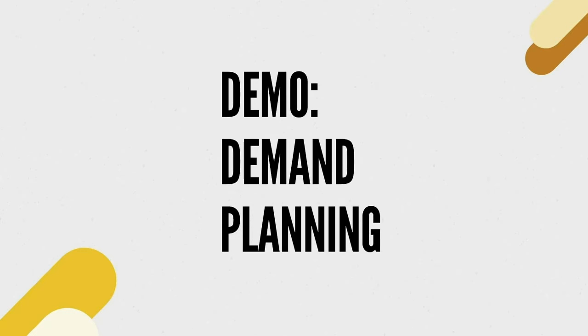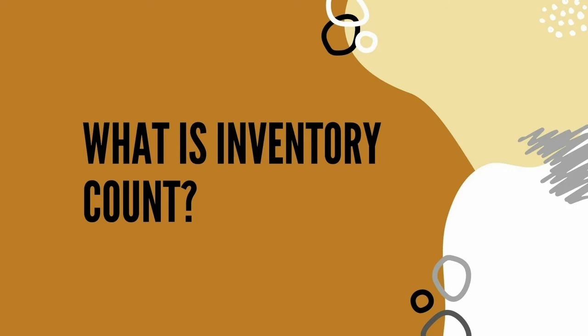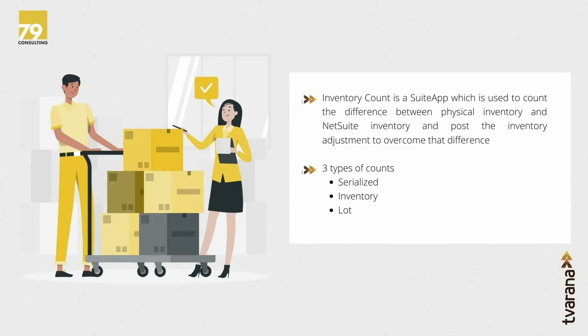Awesome. Thanks, Sindhura. That was a lot of information in that demo. Now let's take a moment to go over inventory count. What is inventory count? Inventory count is our suite app that helps users sync the physical warehouse to inventory on NetSuite, and it utilizes three types of counts: singular, inventory, and lot. Sindhura is now going to do a quick overview of the suite app.